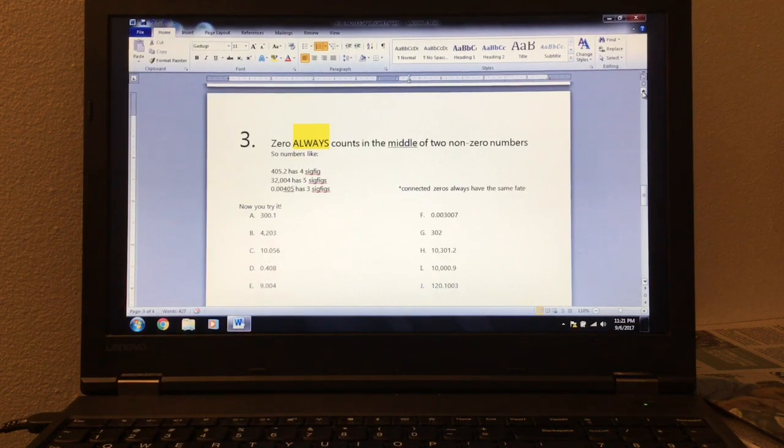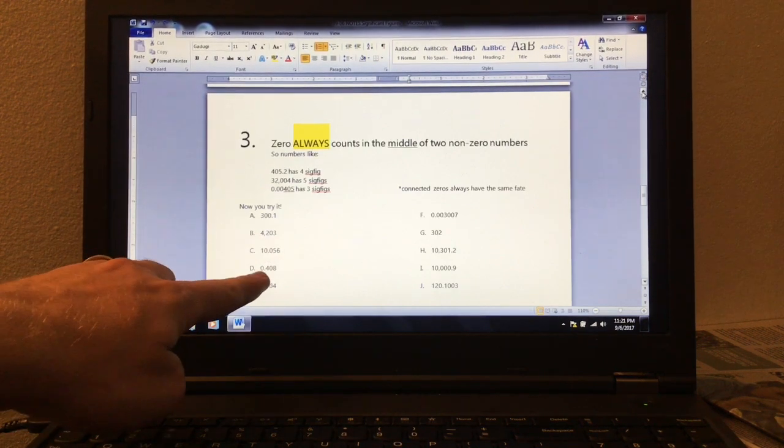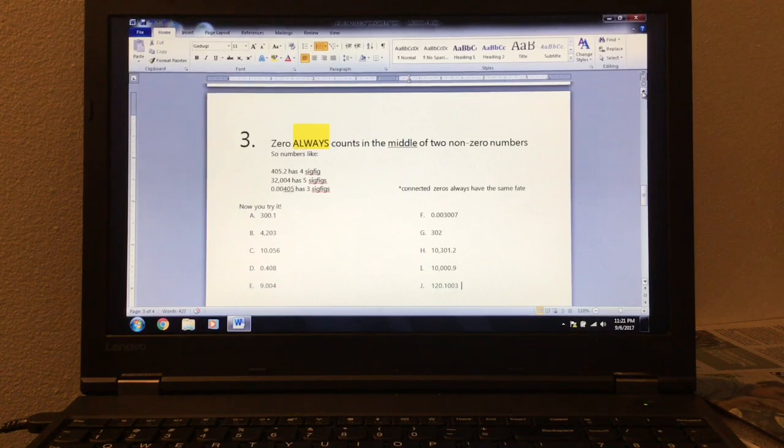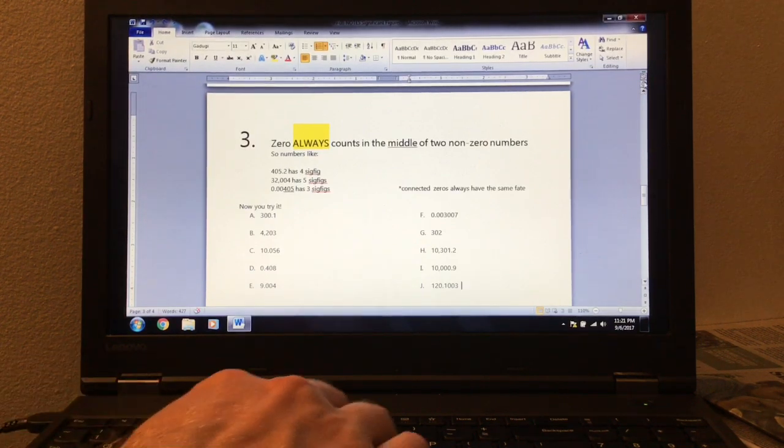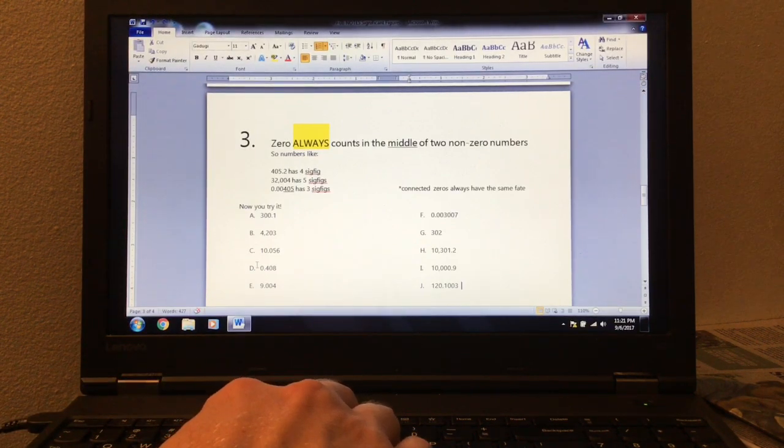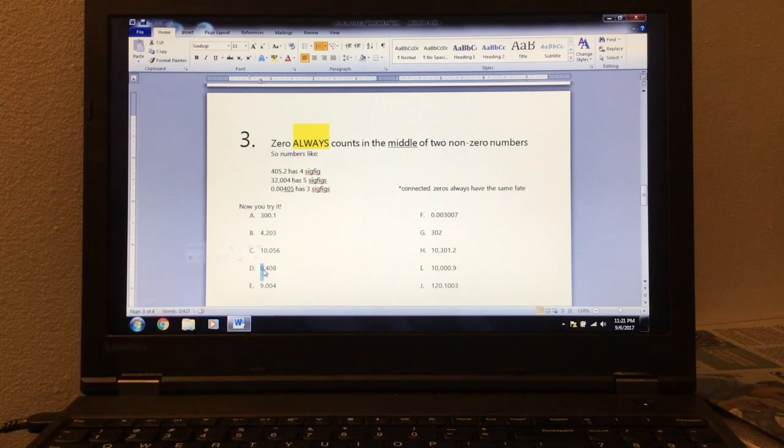D. The 0 in the front, the first 0, does not count. So if we take that one out, I'll just highlight it real quick. Then the 4, the 0, and the 8 will count because that 0 is in between the 4 and the 8. So there's 3 total there.